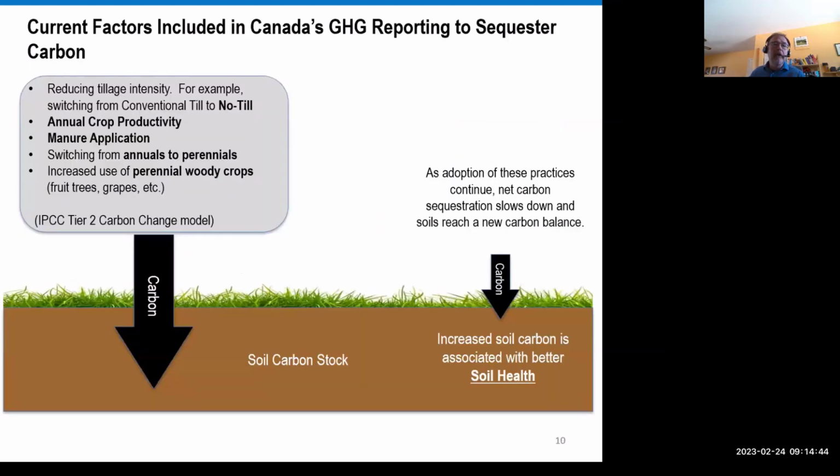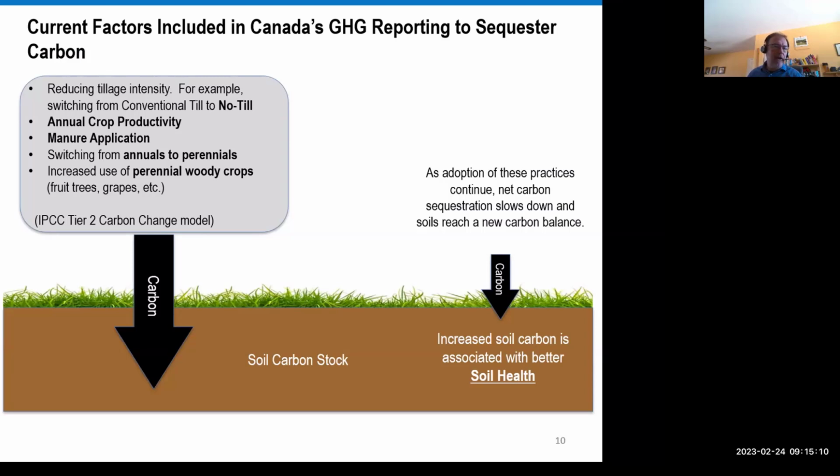What we currently measure within this is the change of some of the practices we include: changes in tillage intensity. So changing from a conventional tillage to a conservation tillage or to a zero tillage, that will affect the rate of change of carbon in the soil.